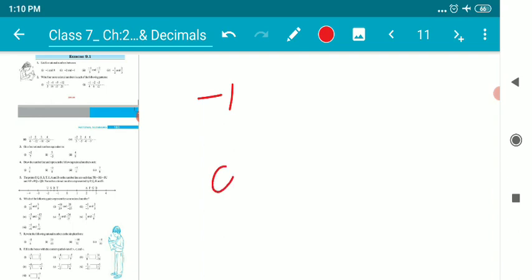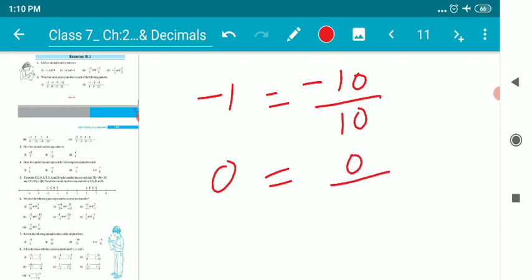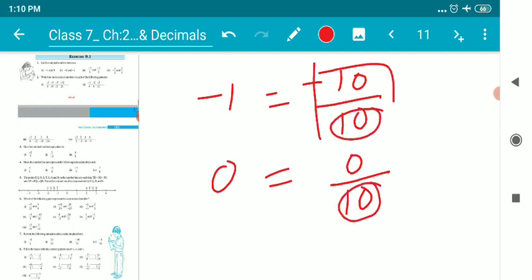-1 and 0. Children, can we express -1 as -10 by 10? Of course, because if I cancel -10 and 10, I get -1 only. Children, can we write 0 as 0 by 10? Of course, because if I divide 0 by 10, I get 0 only. Now what I did, children, is make their denominators the same. Now how many numbers come between these two rational numbers?